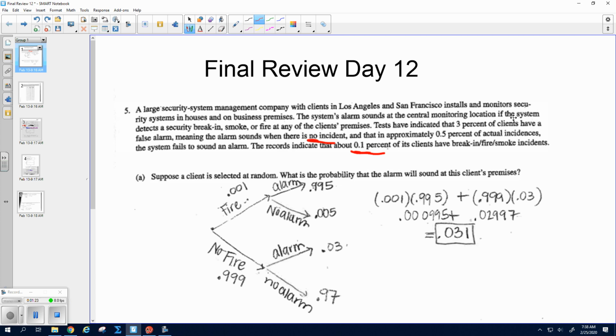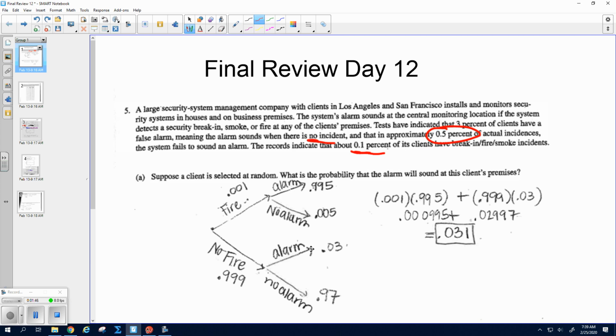Okay. Then it says the alarm sounds when there's no incident, and that in approximately, let's see, 0.5% of actual incidents, the system fails to sound an alarm. So we want there to be an alarm, but it fails to do that. So that would be the no alarm, which is 0.005. And 1 minus that is 0.995, where it correctly alarms.